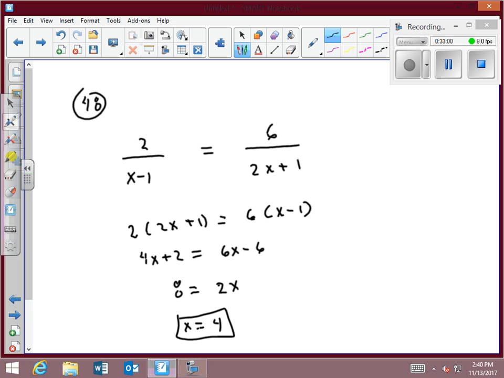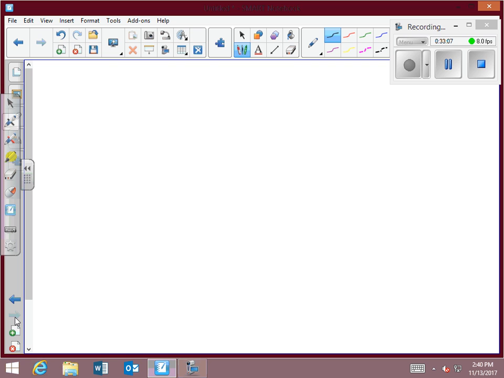Okay, similar triangles. Next set of problems. Now notice on similar triangles, a similar triangle is one in which the angles are all equal. And when the angles are all equal, then the sides are in proportion. So the sides are proportional.